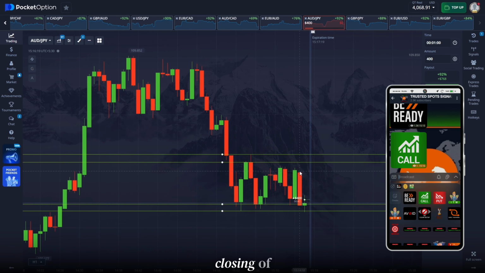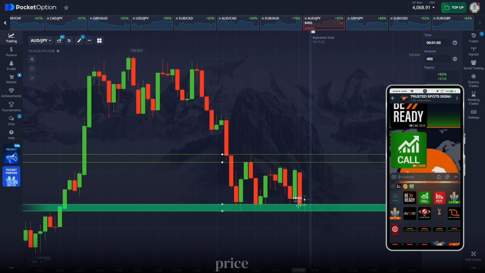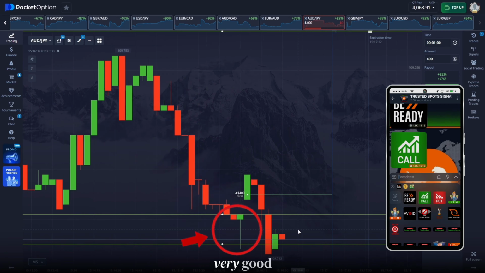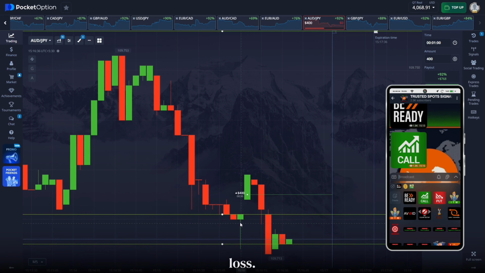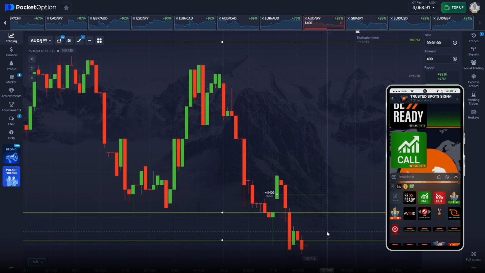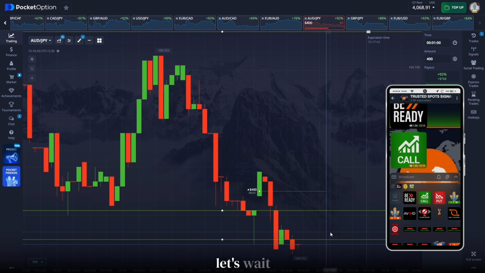Now the closing of the candle is above. The price hit the support and it closes above. So chances of reversal are high. I placed this trade because on the 5-second chart we have a very good confirmation, which is a hammer. Right now the trade is running in loss, but let's see what will be the result. The last 25 seconds are remaining. Let's wait for the result now.